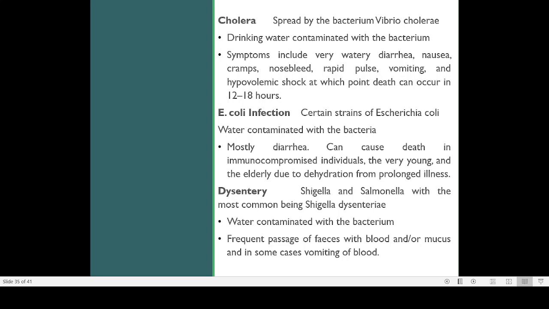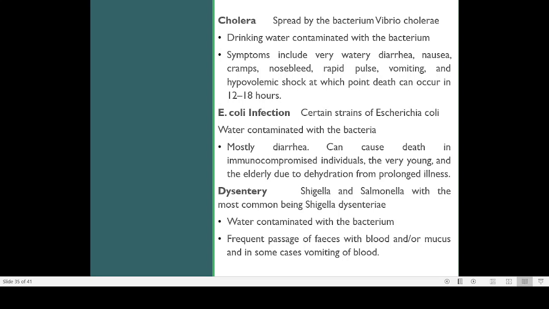Then hypovolemic shock. Hypovolemic shock means a lot of water is lost from your body and it doesn't have enough water. In such a situation, the body will be experiencing extreme shortage of water, and this kind of problem will be occurring. Hypo means very low volume. A very low amount of water creates a situation known as hypovolemic shock, at which point death can occur in 12 to 18 hours. That is why I told you cholera is a very dangerous disease.